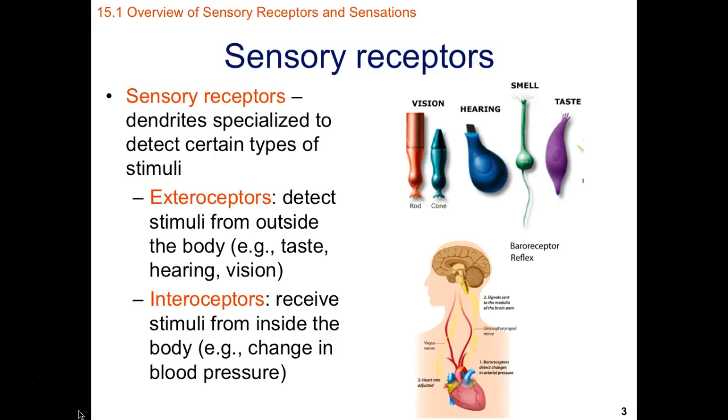So let's talk about our receptors first. Remember, a receptor can lie within any organ within our body, and it's going to sense something. It's going to pull information and usually send it over to our central nervous system, which always consists of our spinal cord and brain. So, sensory receptors. They're dendrites specialized to detect certain types of stimuli.